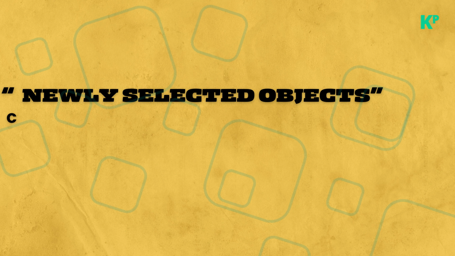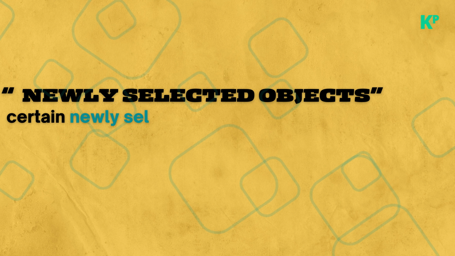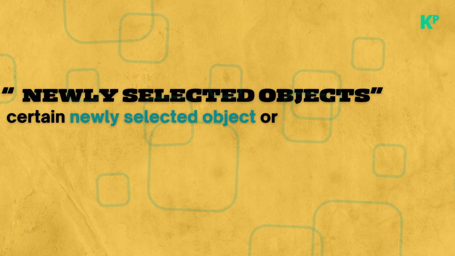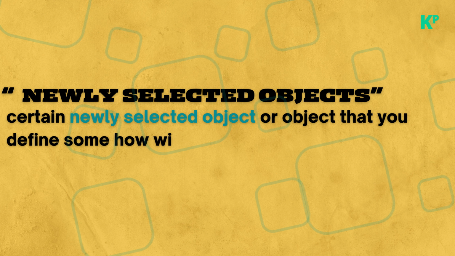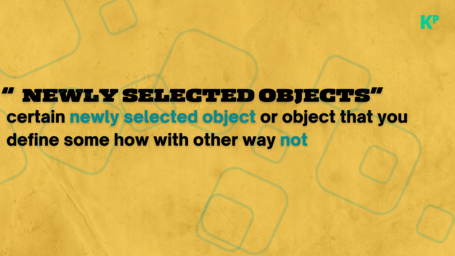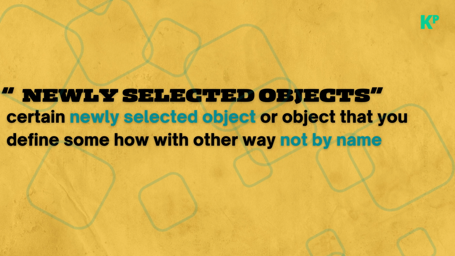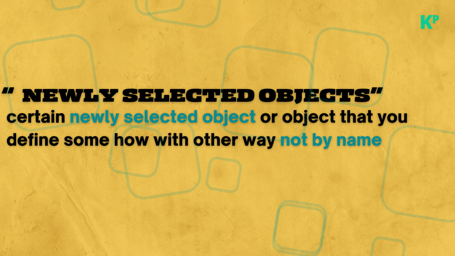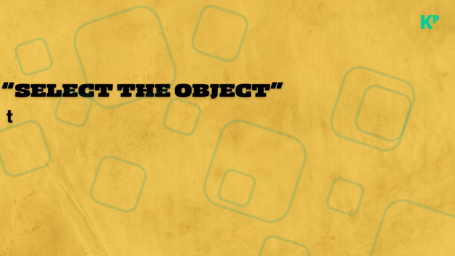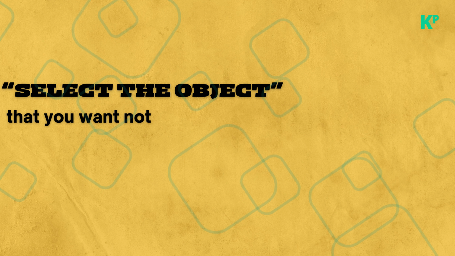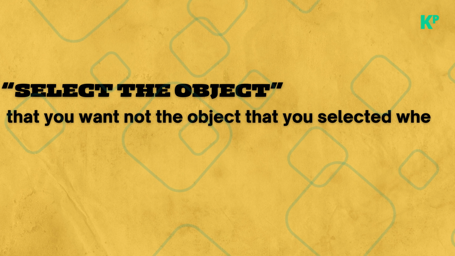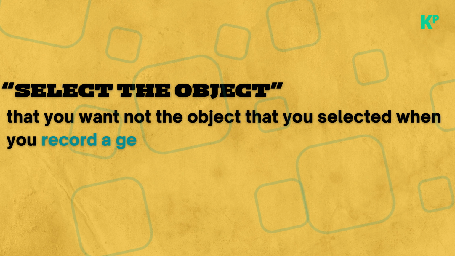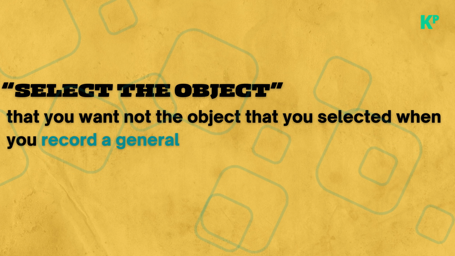You probably want to operate on some newly selected object, or you want to operate on an object that you define somehow, obviously by some other way, not by the name itself. So you want your journal to select the object that you want, not the object that you selected when you recorded the journal.